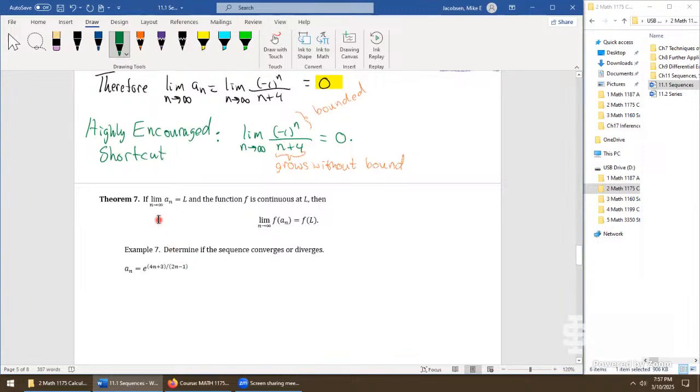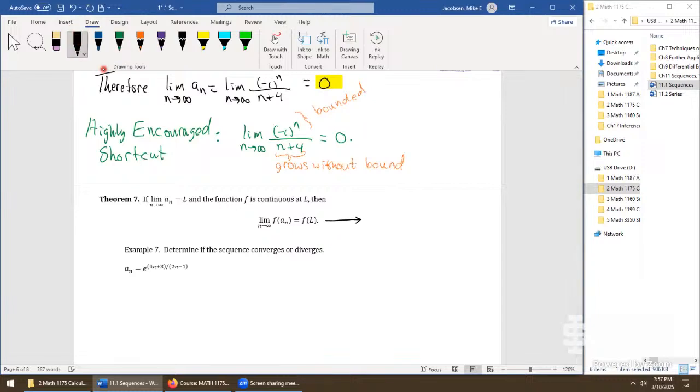It says, if the limit as n goes to infinity of a sequence an is L, and this is one of my favorite properties of continuity, the function is continuous at L, then any function of that sequence would be a function of the limiting value. So this statement here is phenomenal in a certain sense. It allows us to do one extra thing with our limit.